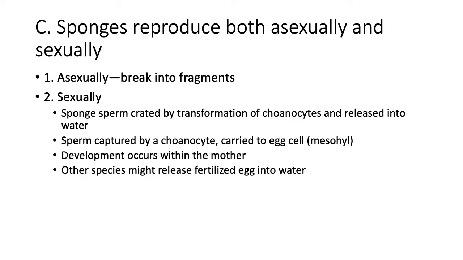Sexually, we have male and female parts here. So, I have a typo. It's supposed to say sponge sperm created by the transformation of a cyanocyte. So a cyanocyte that de-differentiates into sperm is released into the water, and that sperm will be captured by another cyanocyte and carried to the egg cell, which is held in the mesohyl.